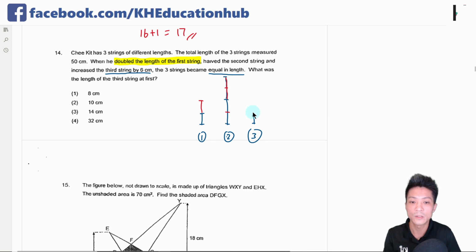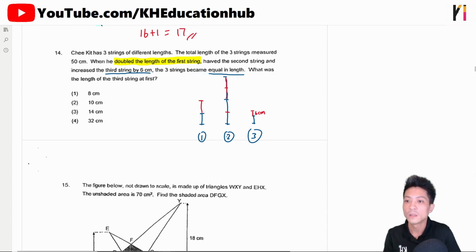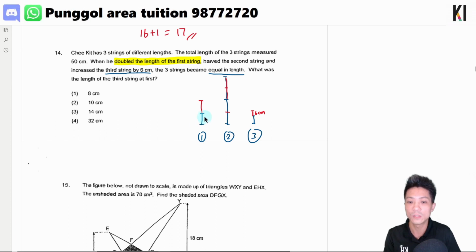Okay, and then increase by another, it's going to be quite small, but let's try to squeeze it in, 6 cm. Okay, so now we need to try and find a 1 unit. So this is the original length. I'm going to let this be 1 unit. 1 unit, 1 unit, 1 unit, 1 unit.